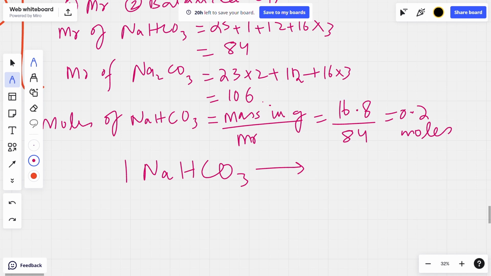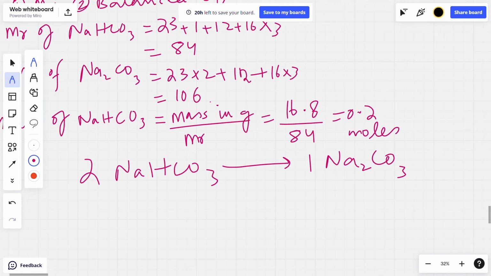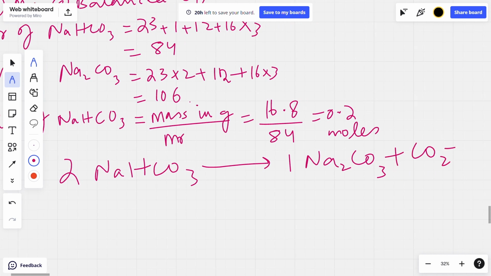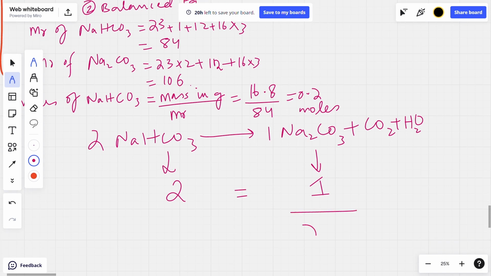2 moles of sodium hydrogen carbonate produce 1 mole of sodium carbonate, along with the production of carbon dioxide and water. So now we will take the ratios of the moles. Here 2 moles of the sodium hydrogen carbonate produce 1 mole of sodium carbonate. Then how many moles of sodium carbonate would be produced if we have 0.2 moles of sodium hydrogen carbonate?